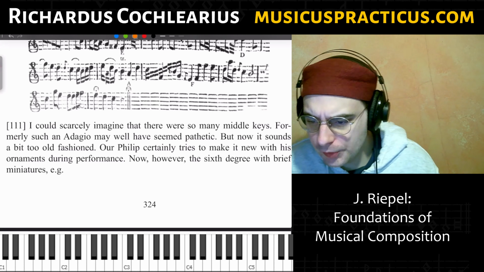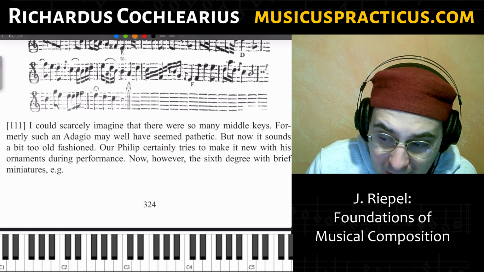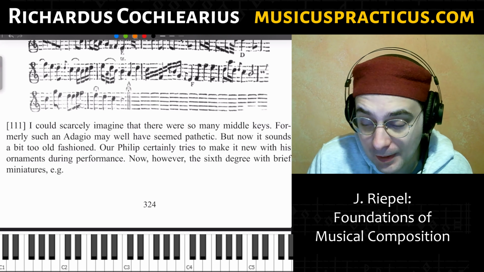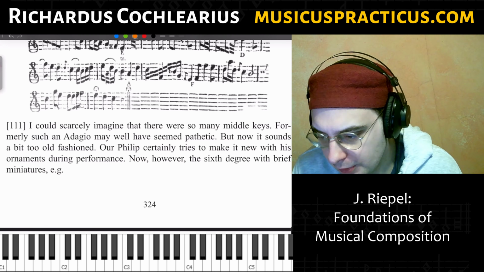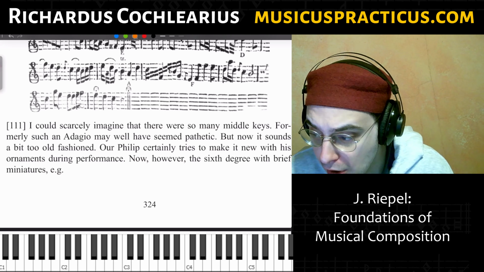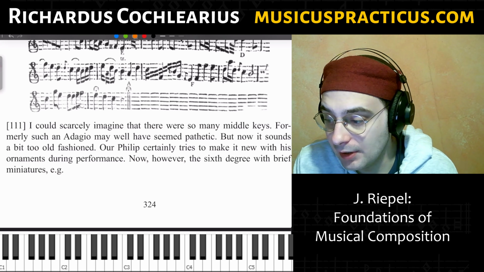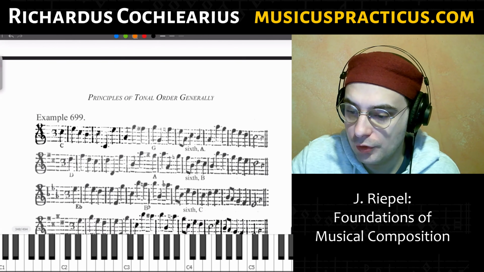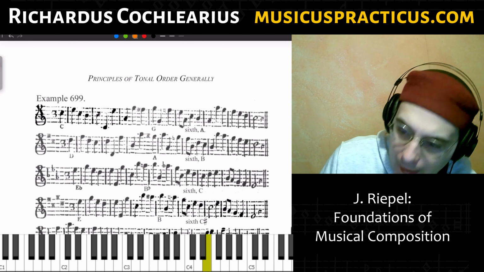I could scarcely imagine that there were so many middle keys. For Merlin, such an adagio may well have seemed pathetic, but now it sounds a bit too old-fashioned. Our film certainly tries to make it new with its ornaments during performance. Now, however, the 6th degree with brief miniatures. Okay, so now a modulation of the 6th degree with brief miniatures.